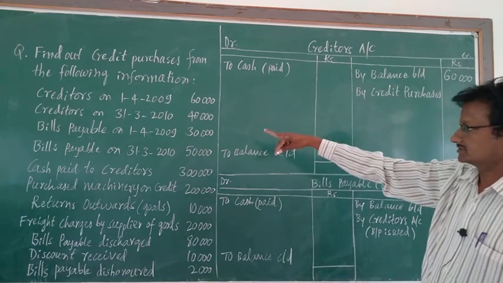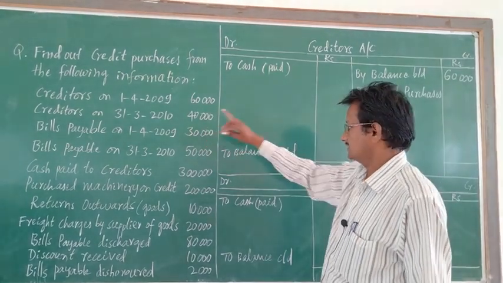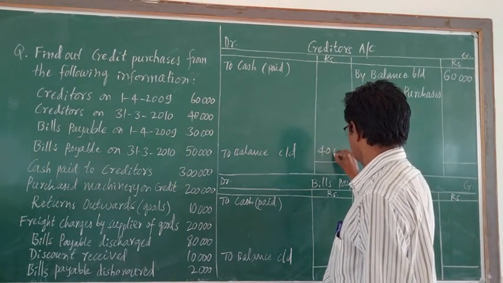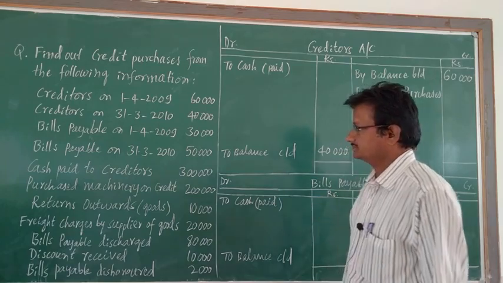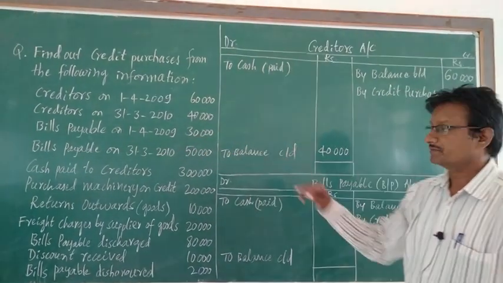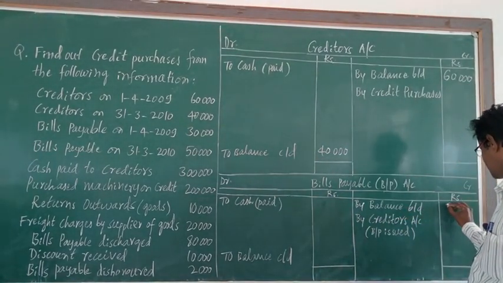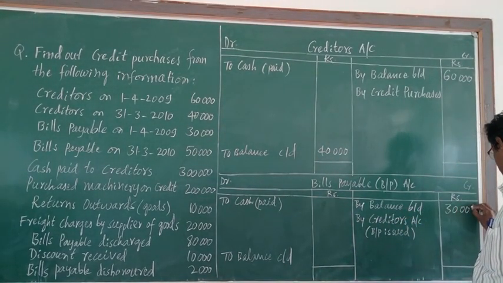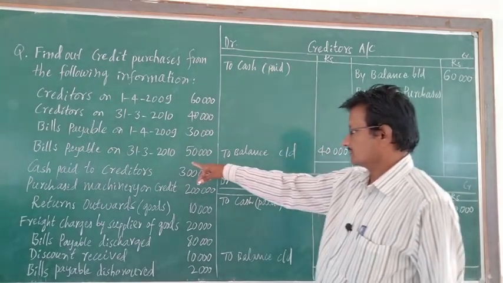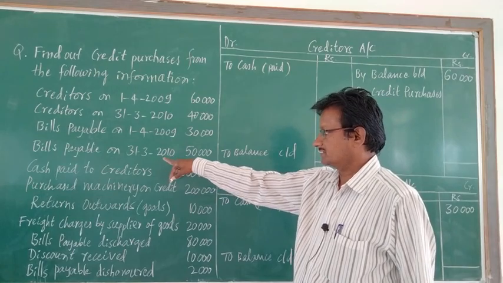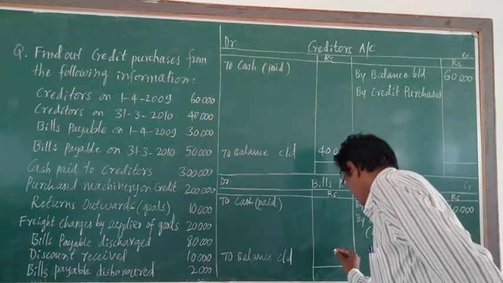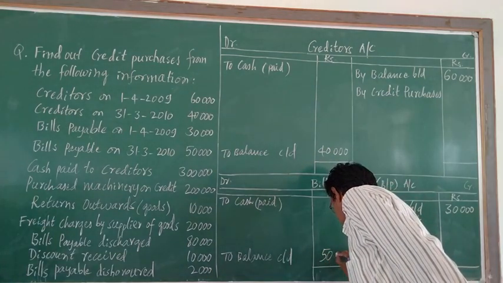Next item, creditors on 31/3/2010, here it is the closing balance of creditors, 40,000. Next, bills payable on 1/4/2009, the opening balance of bills payable, that is 13,000. Next item is the closing balance of bills payable. Bills payable on 31st March 2010 indicates the closing balance of bills payable, it is 50,000.